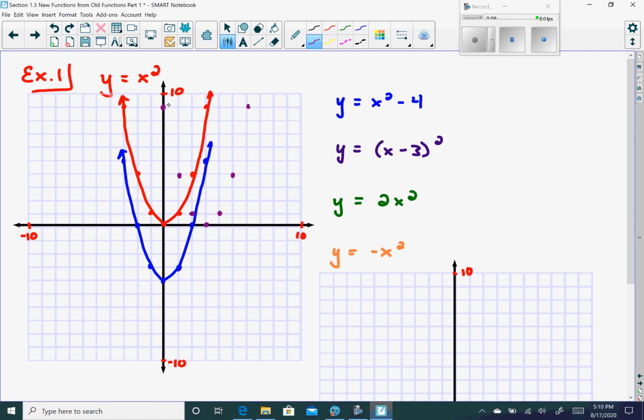Now you can check on Desmos or any kind of graphing calculator if you want. Anything you do by hand, you could still check that way.